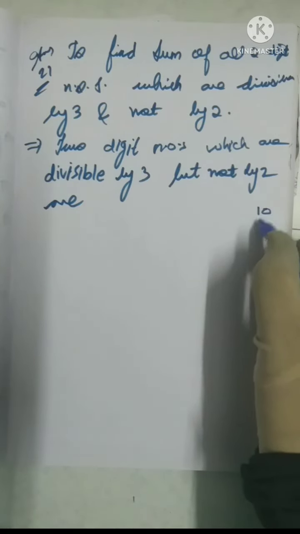In the working column, write down the numbers which are 2-digit numbers. 2-digit numbers start from 10, right? 10, 11, 12, 13, 14, 15, 16, 17, 18, 19, 20, 21, 22, 23, 24, 25 and so on. Now the numbers are 2-digit, we already wrote. Now what we have to see is whether they are divisible by 3 and not by 2. 10 is not divisible by 3. 11 is also not divisible by 3. 12 is divisible by 3, but 12 is also divisible by 2.